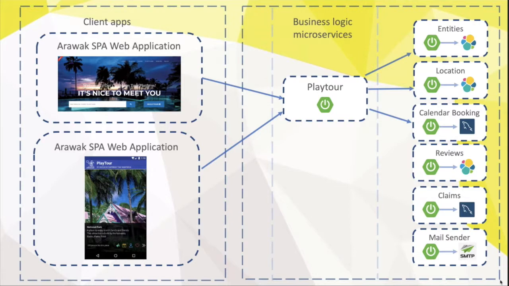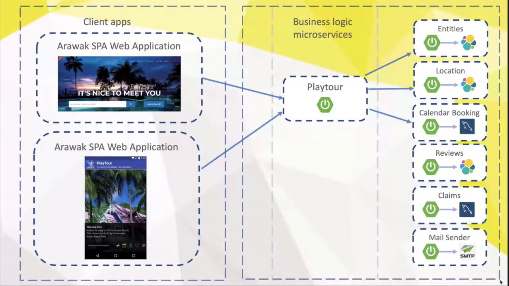So in the backend, from the microservices, we have a low layer that is the basis of the system. That is the microservices of entities, location, calendar booking, reviews, claims, and mail sender. And we have a high layer that represents the business logic microservice. This microservice is called by Playtool. This microservice was only developed for the platform that we built for this hackathon.